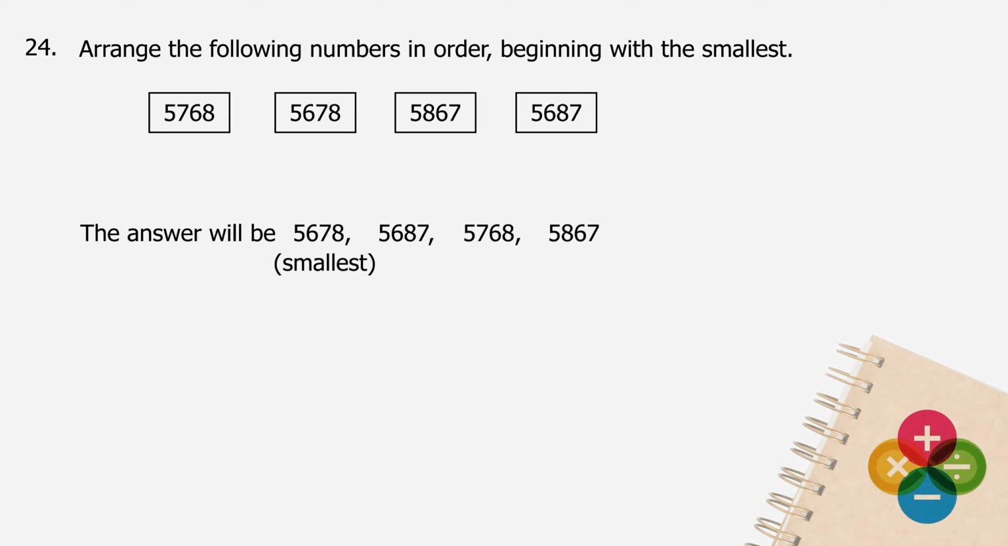Beginning with the smallest number, the answer will be 5678, 5687, 5768, 5867.